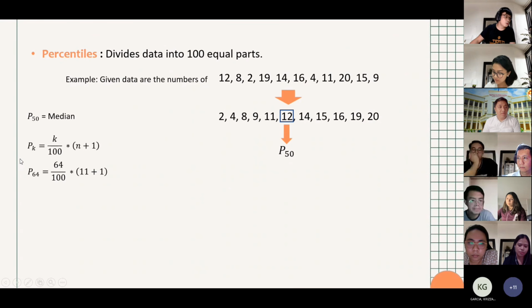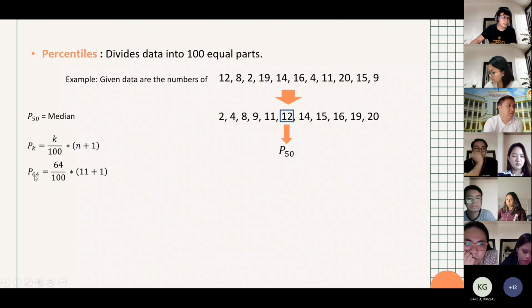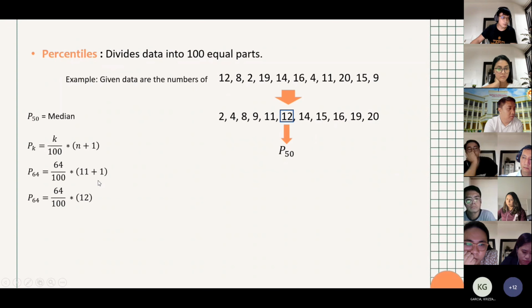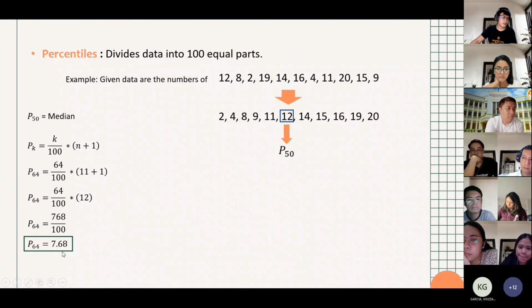So now let's say ang kukunin natin is the 64th percentile. Same pa rin as kanina. So substitute lang natin to ng 64 divided by 100 times same pa rin, 12 plus 1 is, sorry, 11 plus 1 is equals to 12 times 64 is equals to 768 divided by 100 is equals to 7.68. Okay? So bilangin natin 1, 2, 3, 4, 5, 6, 7. So since may decimal ulit tayo, andito siya sa gitna ng ating 14 and 15.